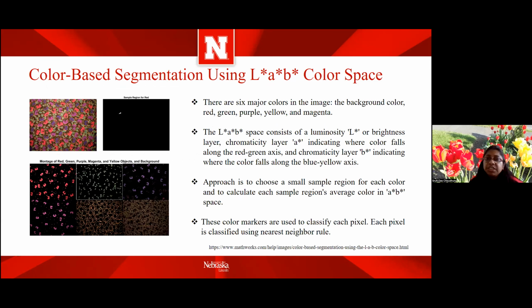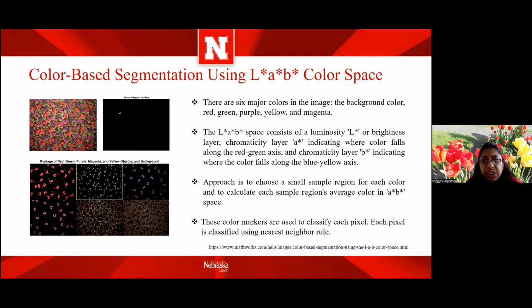Color-based segmentation using LAB color space. You can also find this in a MathWorks example. In this particular example, there are 6 major colors, and the LAB space consists of a brightness layer, chromaticity layer A indicating where color falls along the red-green axis, and layer B indicating where the color falls along the blue-yellow axis.